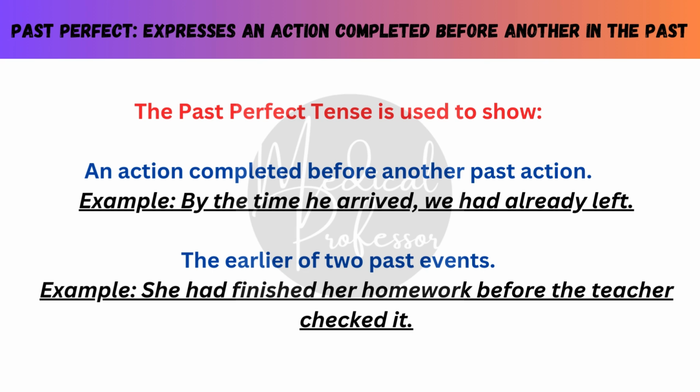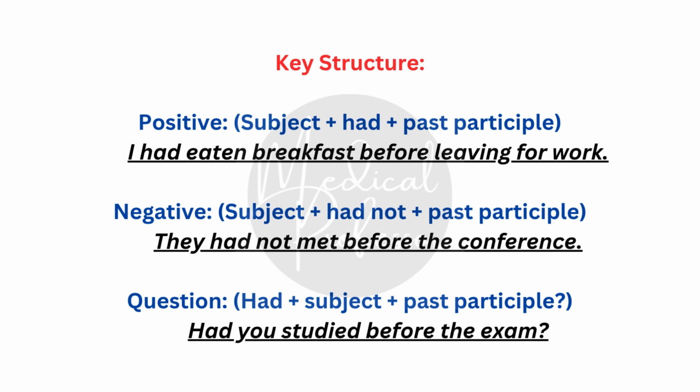For example, by the time he arrived, we had already left. It also describes the earlier of two past events. For example, she had finished her homework before the teacher checked it. Key structure of past perfect tense. For positive sentences, subject plus had plus past participle. For example, I had eaten breakfast before leaving for work.